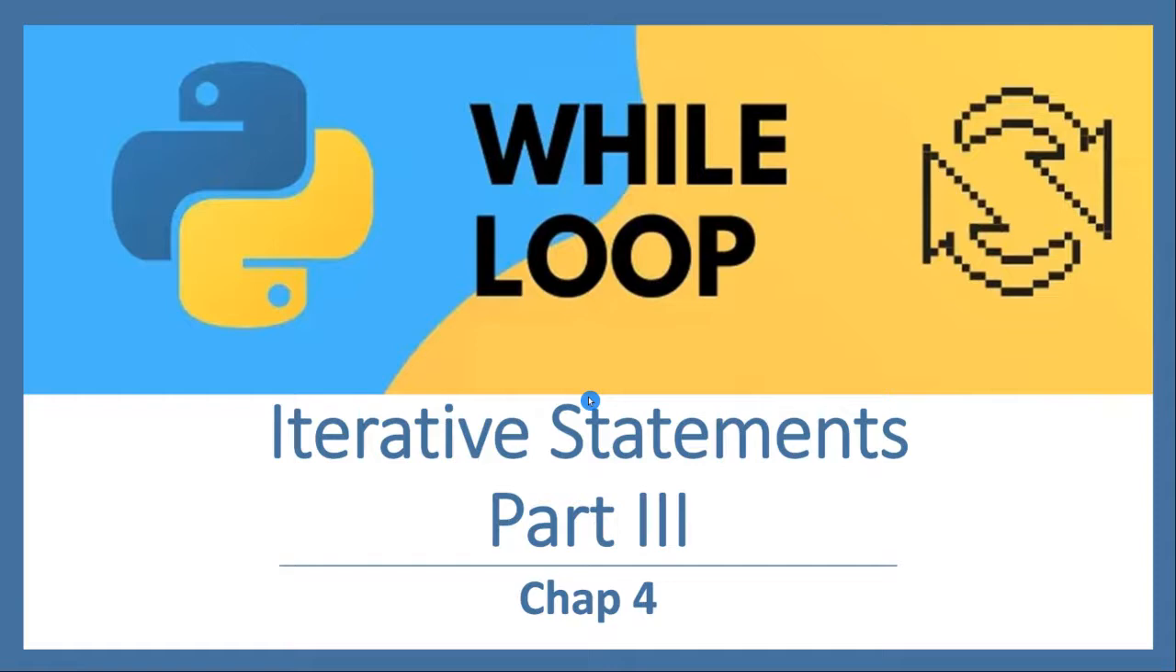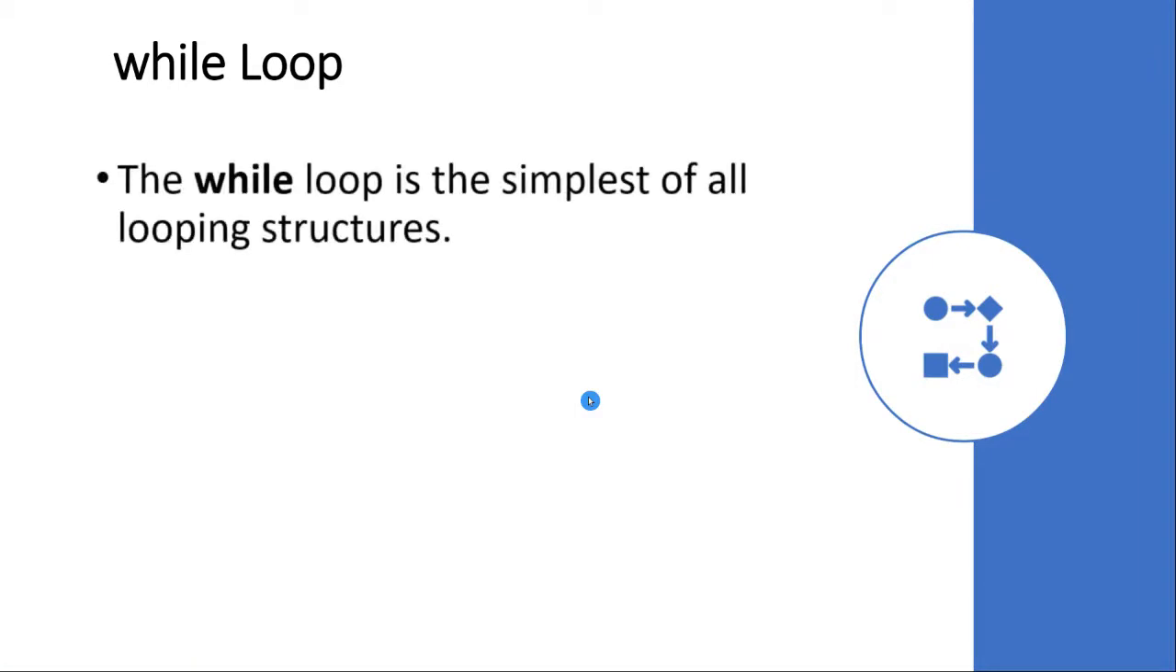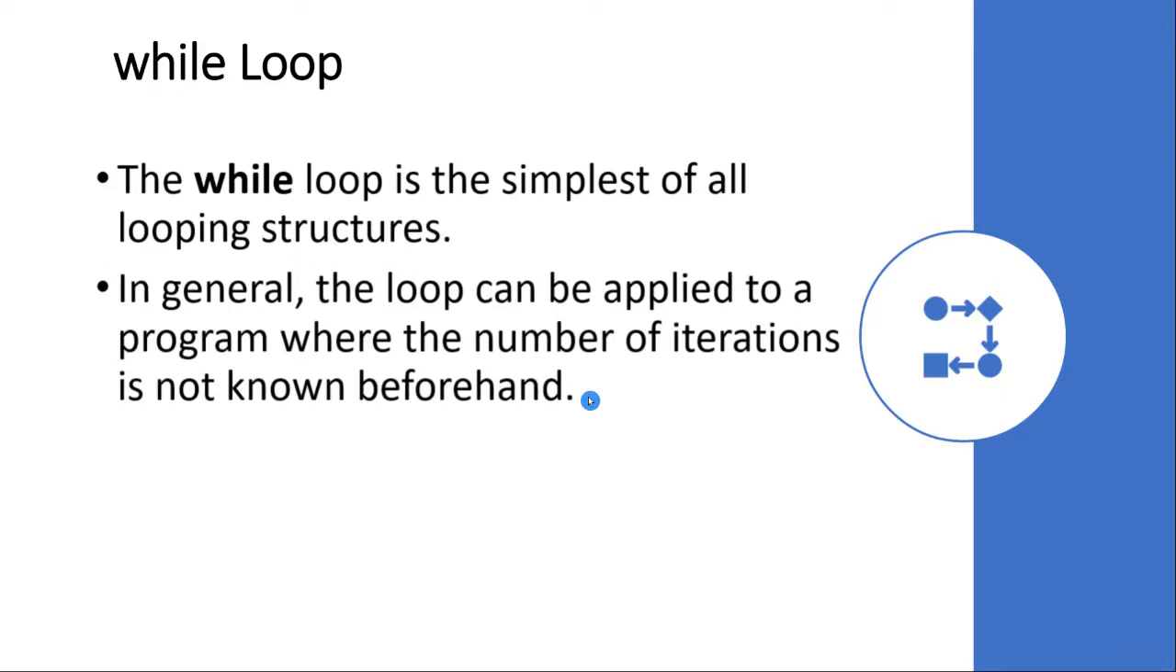So in this video we are going to learn what a while loop is in Python and how to use the while loop structure in our programming, with examples. Let us start with the definition and explanation of the while loop. When you compare all the looping structures in all programming languages, the while loop is the simplest one. The reason is that here we only need the number of iterations at the end of the loop. So when you do not know the number of iterations beforehand, you can use this.